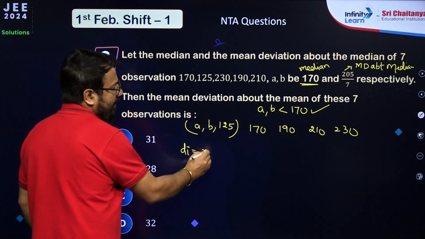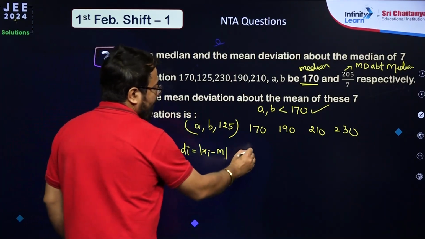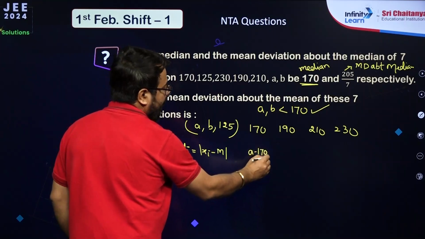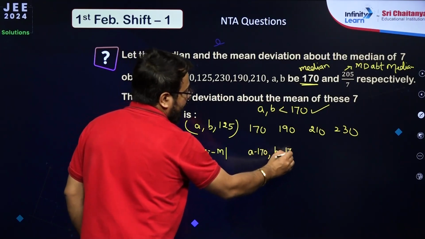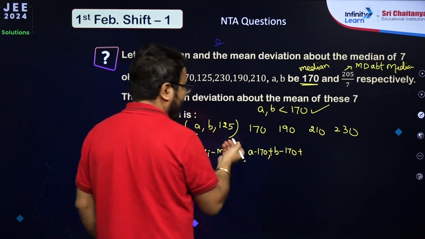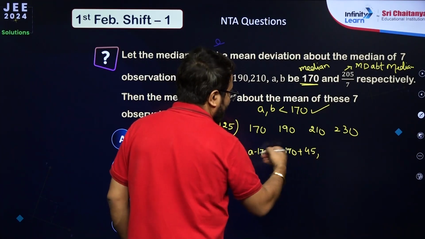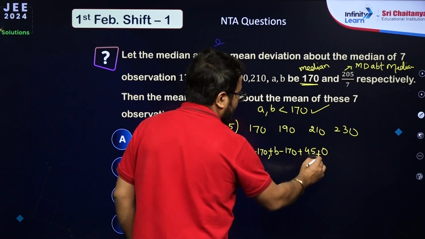DI means XI minus M. So suppose A minus 170 is the first DI, B minus 170. And we need to calculate the mean also. So likewise, I'm adding also 125 minus 170. So that becomes 45. 170 minus 170, that becomes 0.